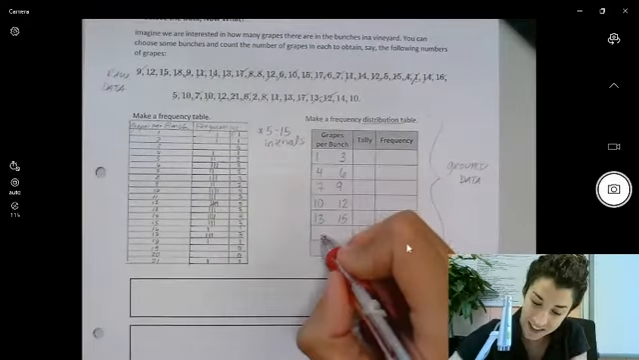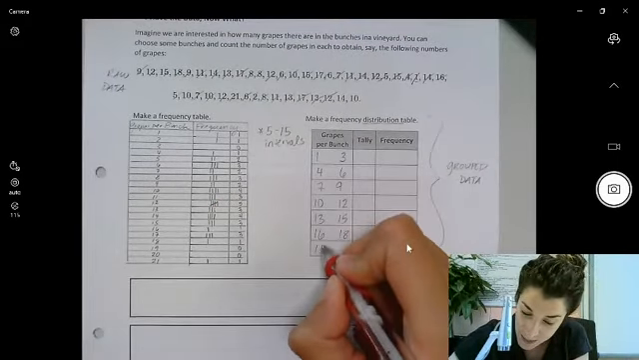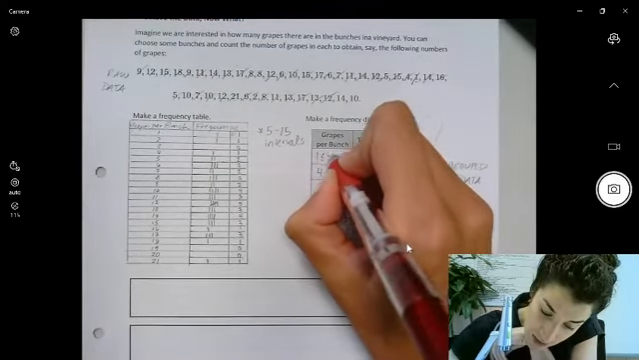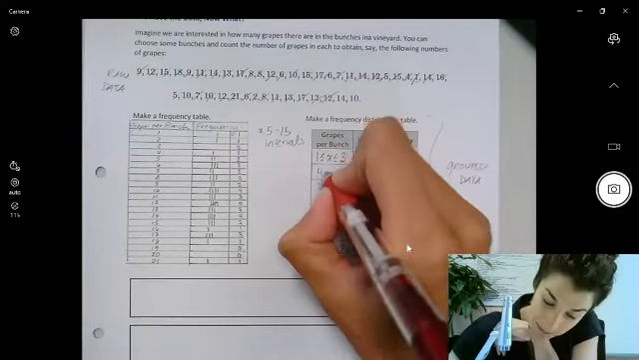16 and 18. And then our last one's 19 and 21. How we write out our range is we make it into an inequality.